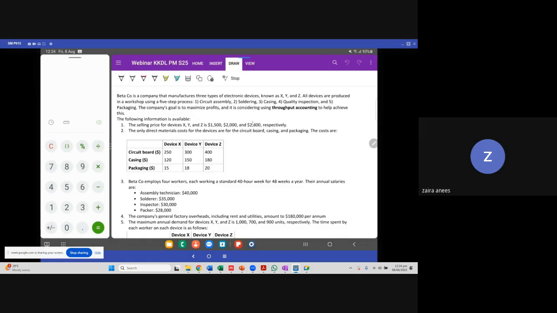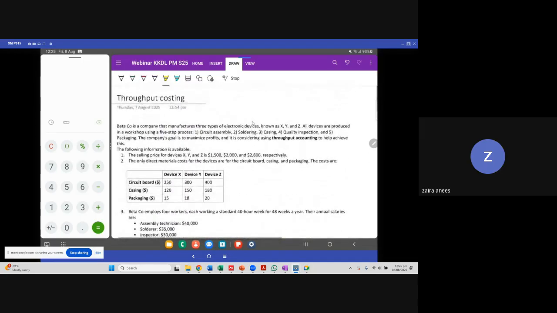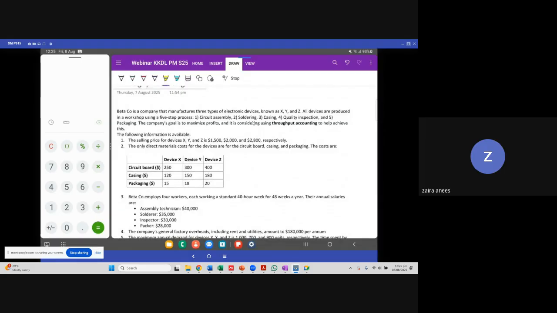Okay. So what is the requirement? The requirement is to calculate the throughput accounting ratio for device Z. Now, the throughput accounting ratio is something which I personally believe that if you really want to check throughput, just ask for the throughput accounting ratio. And then calculate the optimum production mix and profit per annum. That is the second requirement, right? So let's quickly move on. I will tell you how this same question can be asked in multiple task questions, right? Beta company is a company.